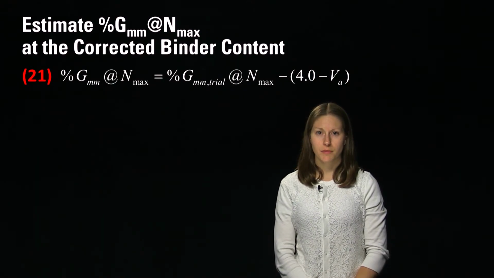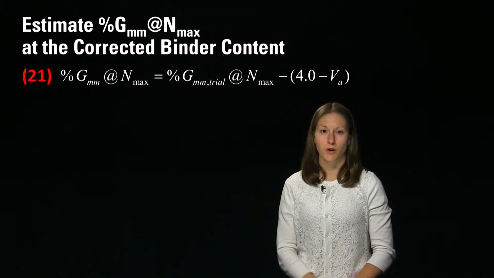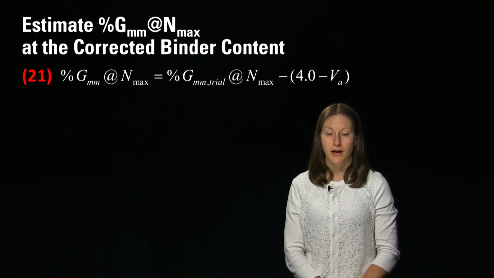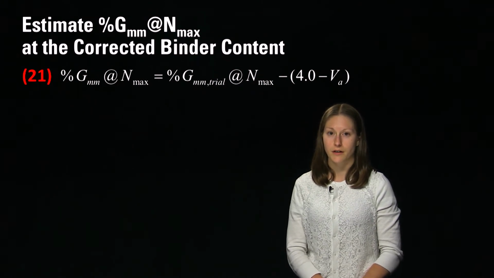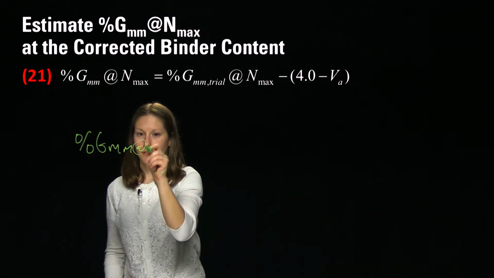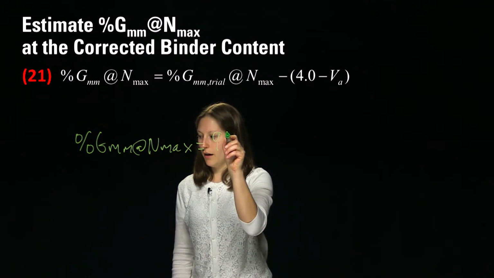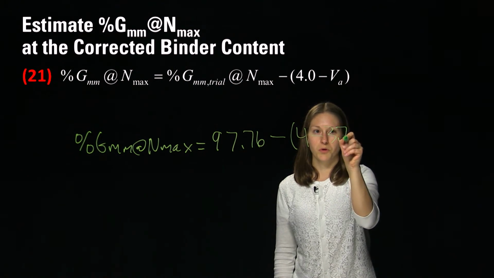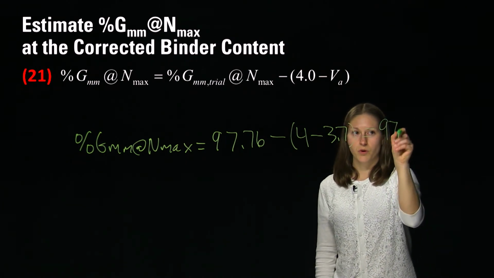We can estimate our percent GMM value at N max at our corrected binder content using a very similar equation to equation 20. This is equation 21, as shown on this slide, and you'll notice that the only difference between equation 20 and 21 is the replacement of percent GMM at N initial with percent GMM at N max. We'll calculate the percent GMM at our corrected binder content for trial aggregate blend 1. For trial aggregate blend 1, we measured that our percent GMM at our trial asphalt content was 97.76. And recall that our air void content that we measured at our initial trial asphalt content was 3.7%. This gives us an estimate of our percent GMM at our corrected binder content of 97.46%.